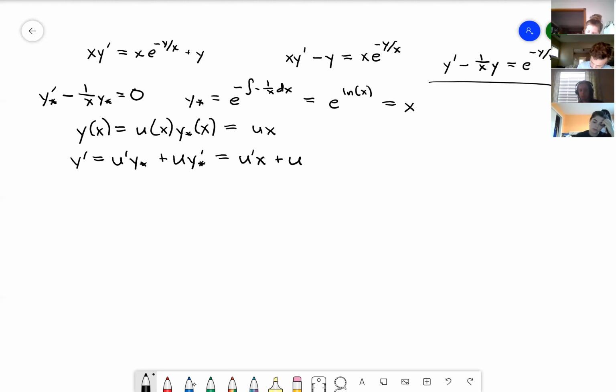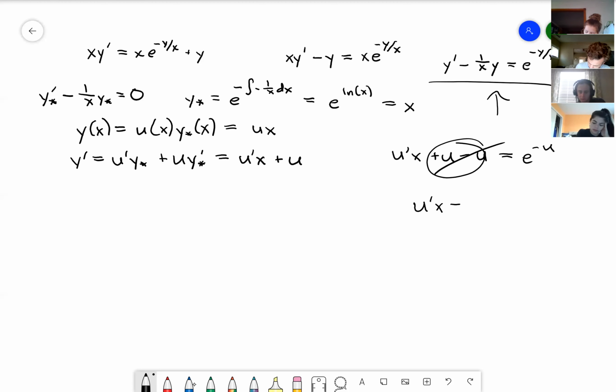So if we plug this back into this equation right here, what we get is u prime x plus u minus 1 over x times y. So that's just minus u equals e to the minus y over x. That's just e to the minus u. This part cancels out. And what we get is u prime x equals e to the minus u. And this is actually a separable equation.